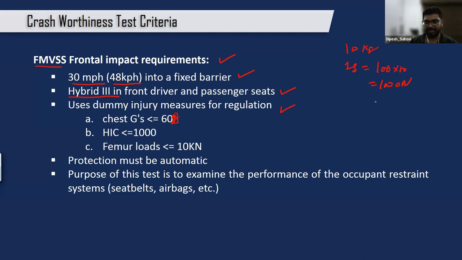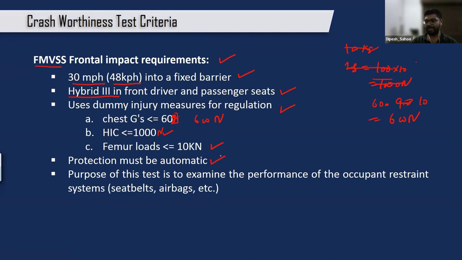Now, chest: 60 G means 60 multiplied by the acceleration, 9.8, or 10. Sorry, sir, 60 G means 600 newtons of load. HIC is 1000. HIC means below the chest. Then femur loads are 10 kilonewton. Okay, 1000 newtons and 10 kilonewton. 60 G is 600 newtons.